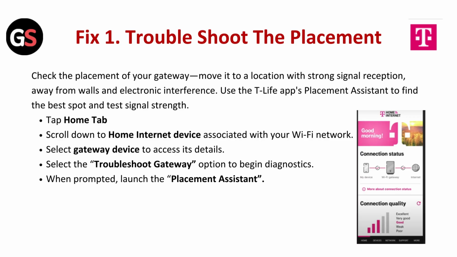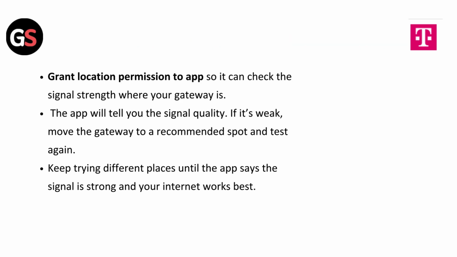Tap the Home tab, then scroll down to the Home Internet device associated with your Wi-Fi network. Select the Gateway device to access its details. Select the Troubleshoot Gateway option to begin diagnostics. When prompted, launch the placement assistant. Grant location permission to the app so it can check the signal strength where your gateway is.